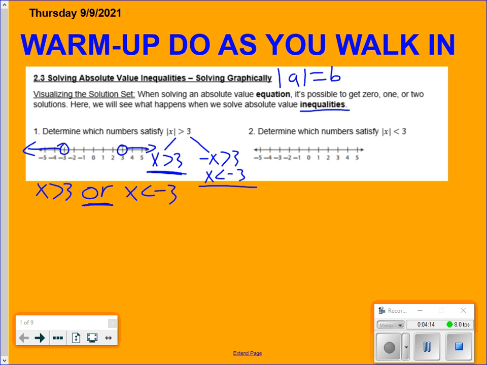And now for number 2, we're going to do it the same way. Make our 2 cases. So x is less than 3, negative x, sorry, is less than 3 as well.